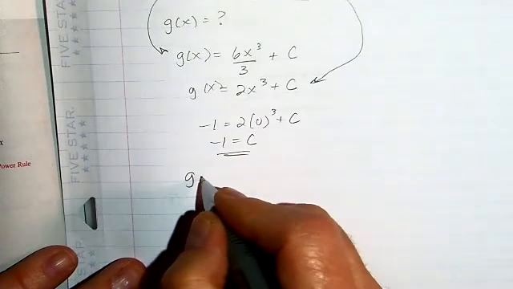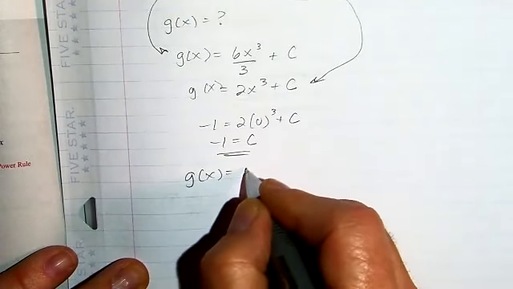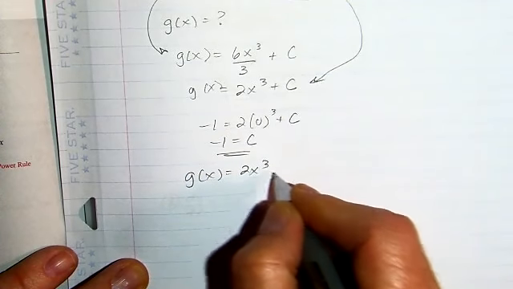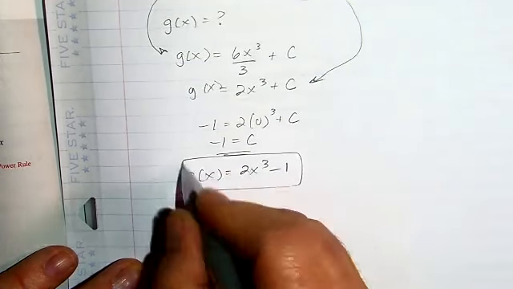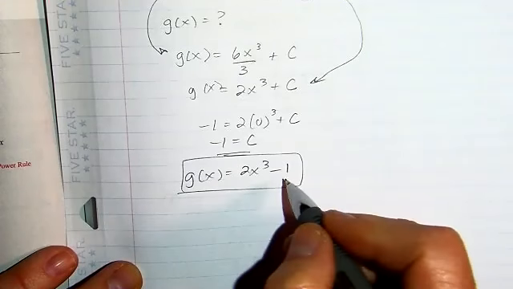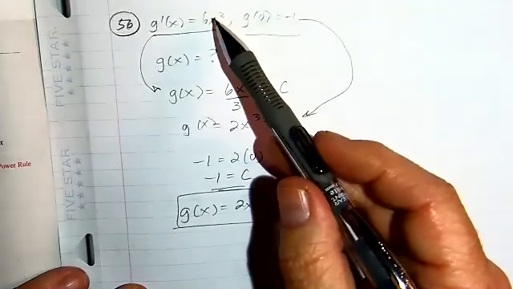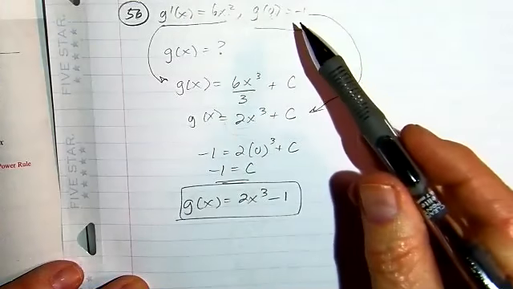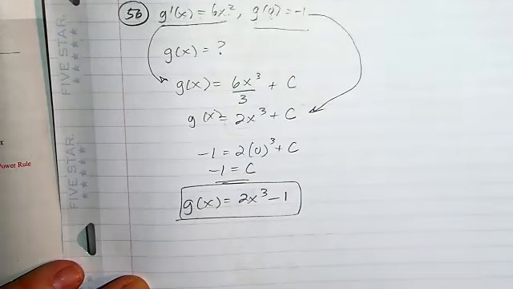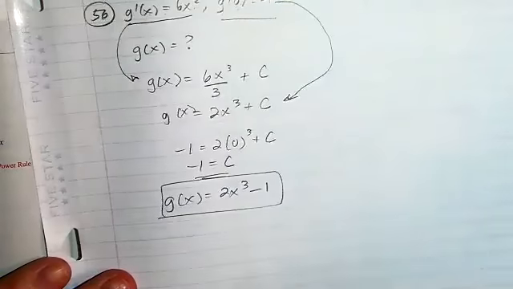So that means that g of x is 2x cubed minus 1. For this function, if I take the derivative, I definitely get 6x squared. And it also satisfies this initial condition. Okay, all right, so there are 4 example problems.